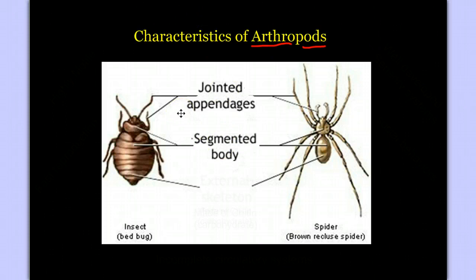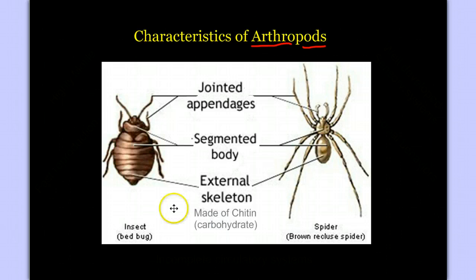All arthropods have very distinct body segmentation. And arthropods have an external skeleton made of a carbohydrate called chitin. That's why it crunches when you step on a bug. This exoskeleton is also what you peel when you peel shrimp, or what you crack when you crack crab legs. Those are the three defining characteristics of this group.